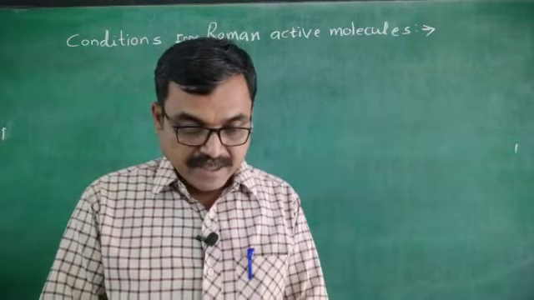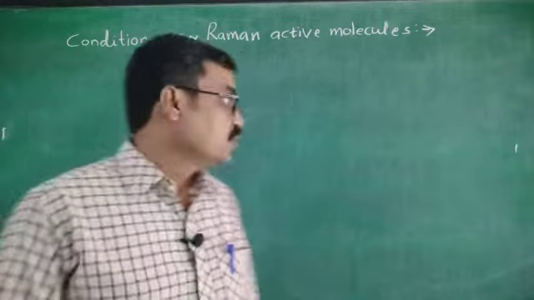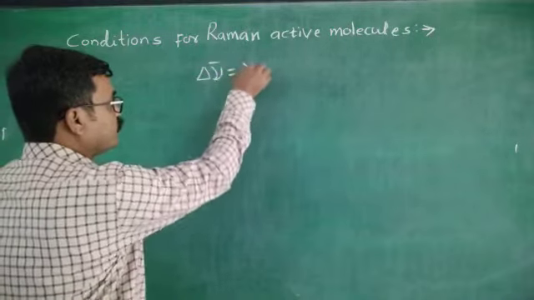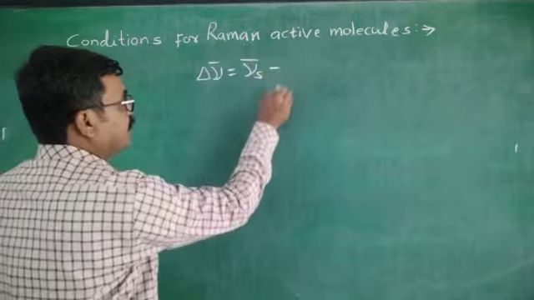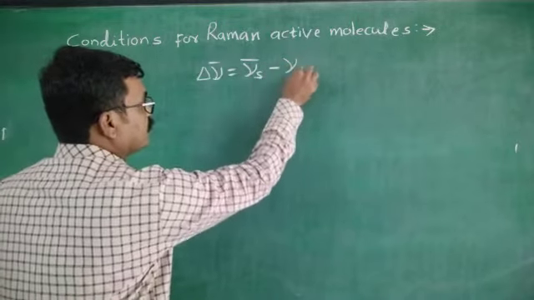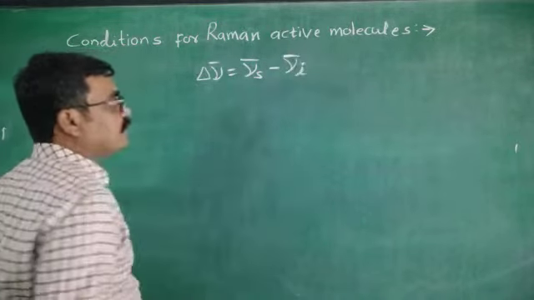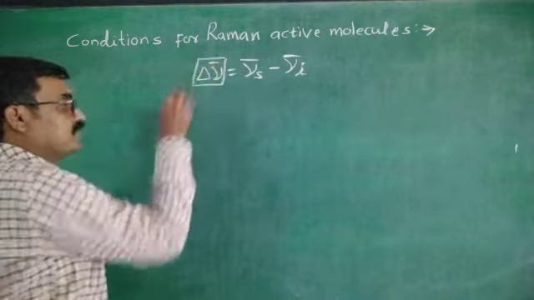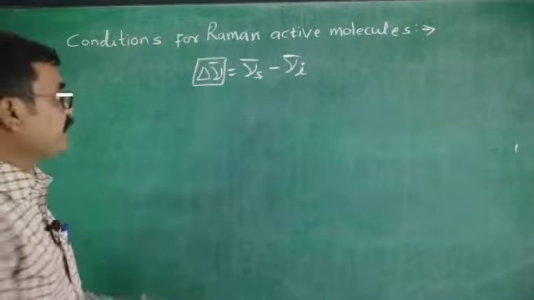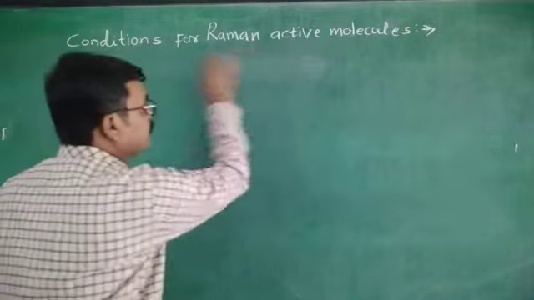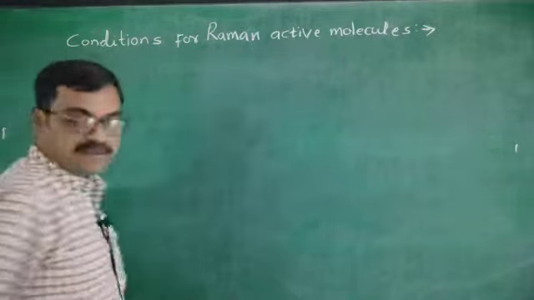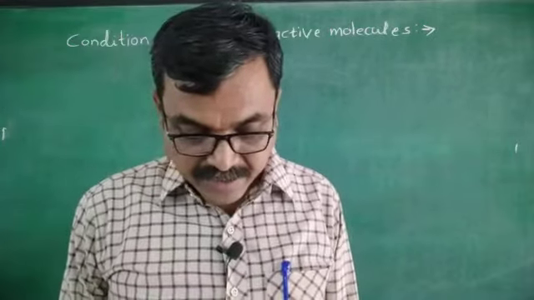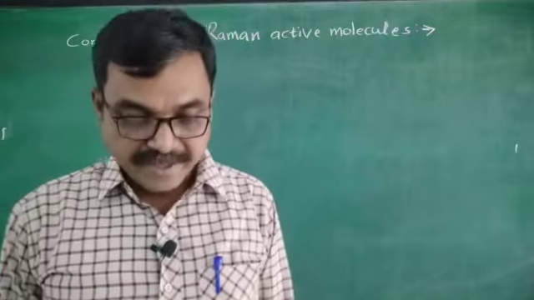Second one is that the Raman shift, Δν̄, is equal to ν̄s of the scattered light minus ν̄i of the incident light. This Raman shift in the Raman spectra always lies in the far infrared region as well as in the near infrared region.